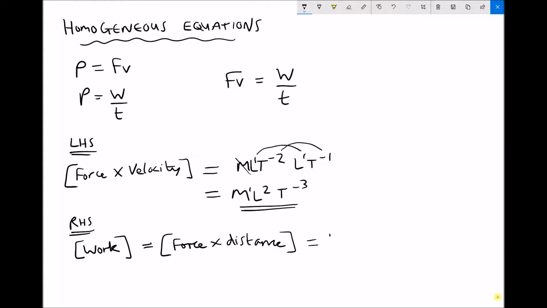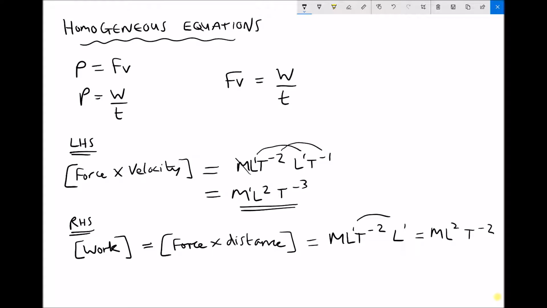The dimensions of force is m l t to the minus 2. And then we have the dimensions of distance. Well, distance is the same as a length. So would a diameter be. All of these things represent a length. So although I've written distance there, what I'm actually referring to is a length. So now I have m l to the 1, t to the minus 2, l to the 1, and I can combine those two l's together. I'll get m l squared t to the minus 2.